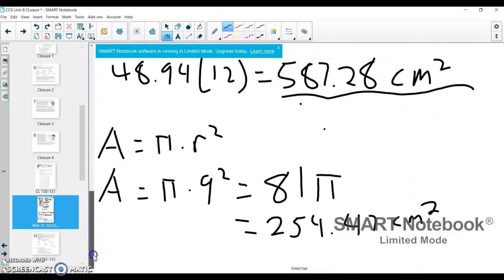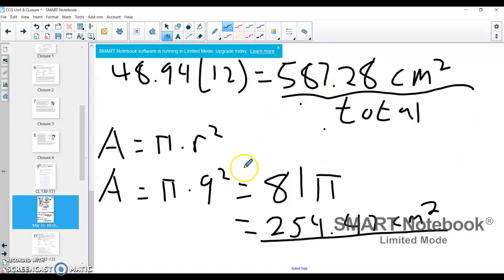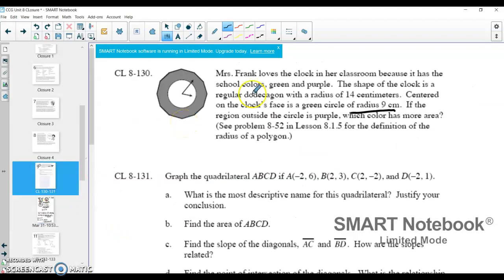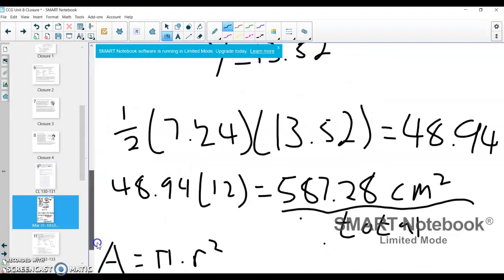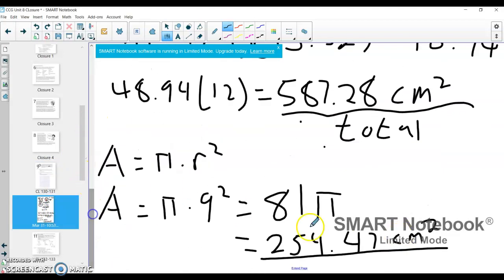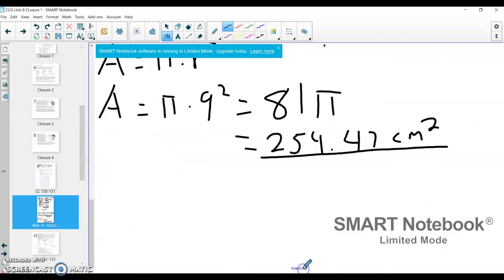Okay, so now I have the area of my total shape, my whole clock. This is the total. I have the area of the circle, which I'm going to call, because what do they say? They call it a green circle, so I'm going to call that my green area. So down here, the 254.47, that's my green area.